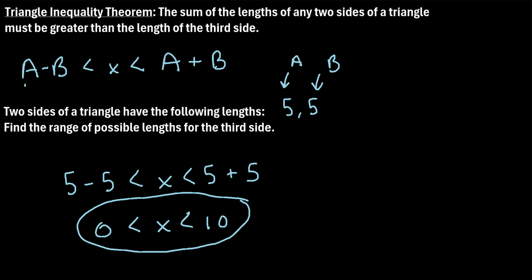So this is the formula that you can always use to find the possible lengths of the third side of a triangle. If you know the other two sides, A and B, we know that x is going to be greater than the difference of those two sides, and it's going to be less than the sum of those two sides.